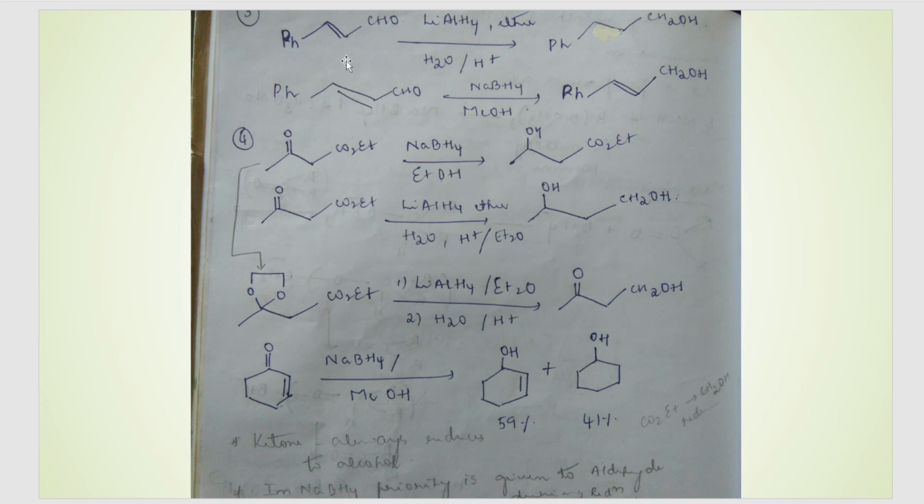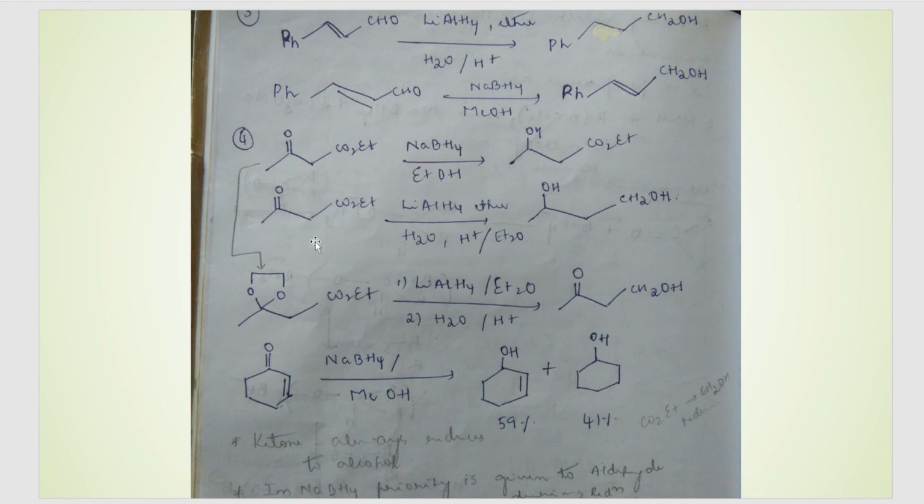See, in this particular example, the same compound is taken, and when it is reduced with lithium aluminum hydride, you can see that this aldehyde group is converted into alcohol. Along with that, this double bond is also reduced to a single bond here. Whereas in the case of sodium borohydride, since it is very selective in nature, it only reduces this aldehyde to alcohol and the double bond is retained as such.